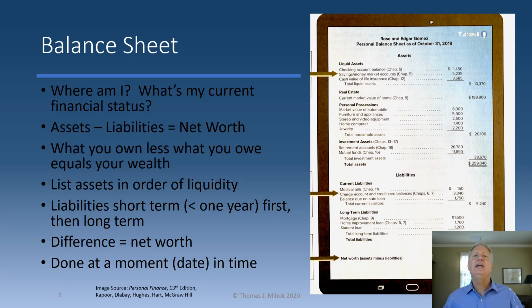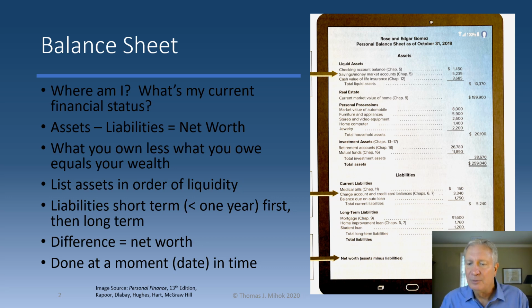A balance sheet helps you know where you are. Where am I now financially? What's my current financial status? It consists of assets less liabilities: assets minus liabilities equals net worth. It's what you own less what you owe. List first the assets in order of liquidity. The most liquid assets first, like checking account, cash, savings. The least liquid, like real estate and personal possessions, follow after that.